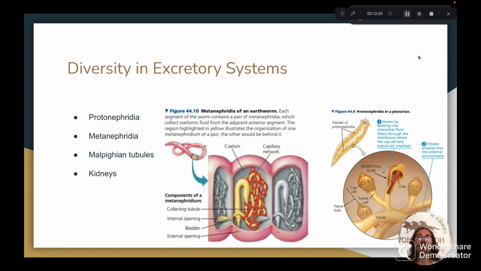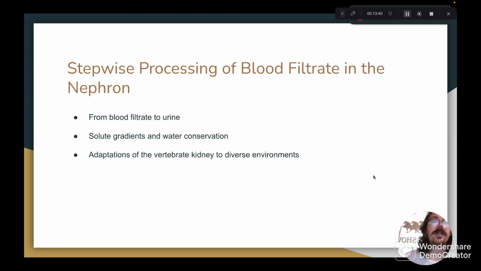And finally, we have kidneys. Kidneys are compact, usually unsegmented excretory organs, commonly found in the excretory and osmoregulatory systems of vertebrate animals. They consist of tubule networks that carry nitrogenous waste products out of the vertebrate's body. Let's talk about the stepwise processing of blood filtrate in the nephron.